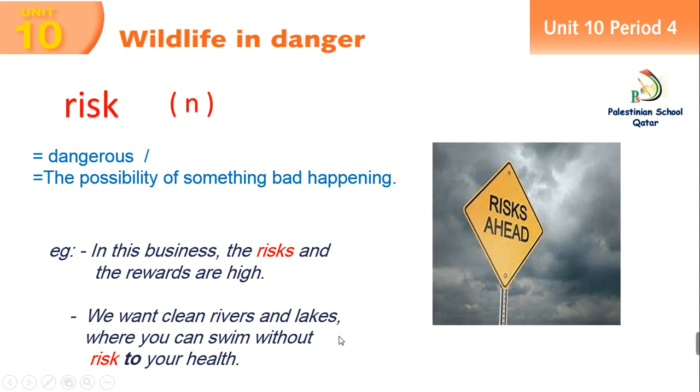Next, we have risk. And risk is a noun. Dangerous. We can say it is the possibility of something bad happening. For example, in this business, the risks and the rewards are high. I want clean rivers and lakes where you can swim without risk to your health. And this picture shows risks ahead.